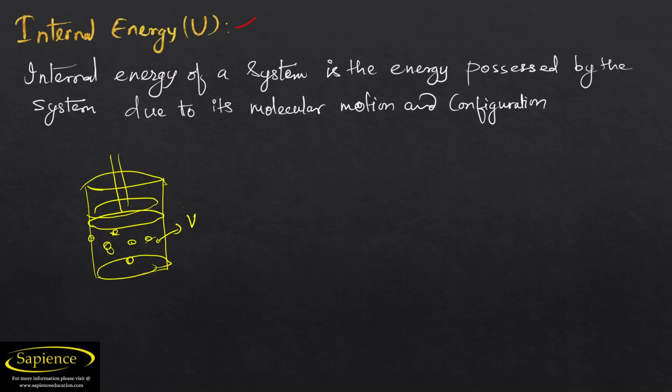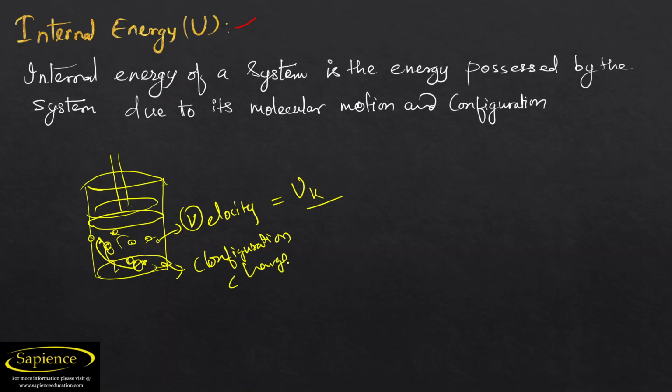Gas has some movement, that is, it contains velocity. If any gas molecule contains velocity, it means that it has kinetic energy. Gas molecules are also changing their position, so it means they have some configuration change or position change. And if it has a position change, then what will happen? We can say that it contains potential energy.